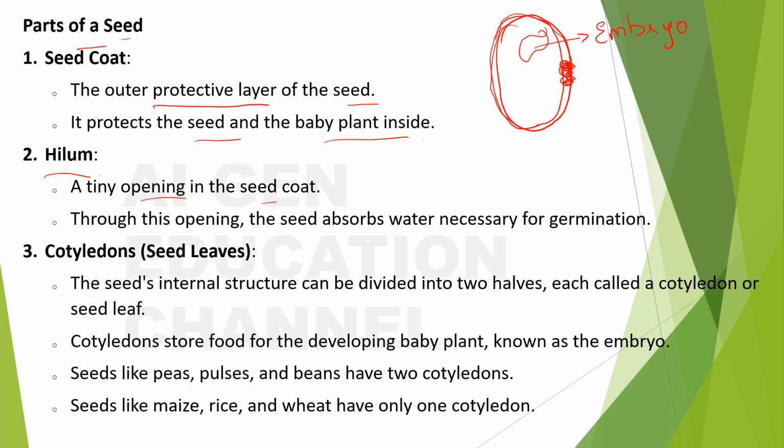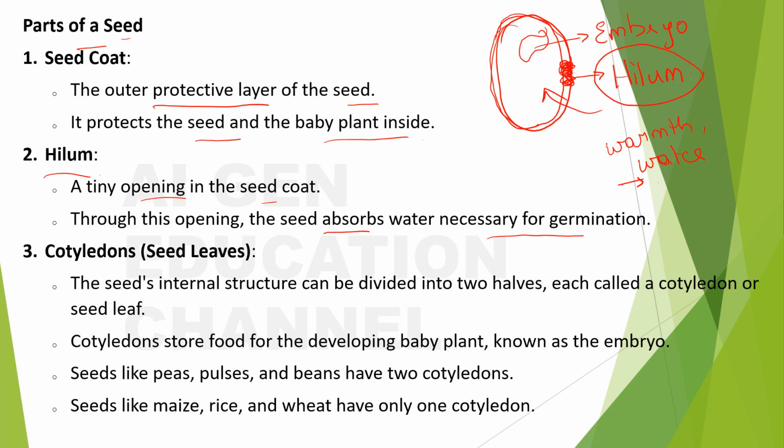Okay. Somewhere here, at any place on this. So this opening is called what? Hilum. What is it? Hilum. Through this opening, the seed absorbs water necessary for germination, right? This seed should also absorb water in order to germinate. What we saw previously is that it needs sufficient warmth, water, sunlight. So for the water to get into the seed, you need some opening, and this opening is called hilum.